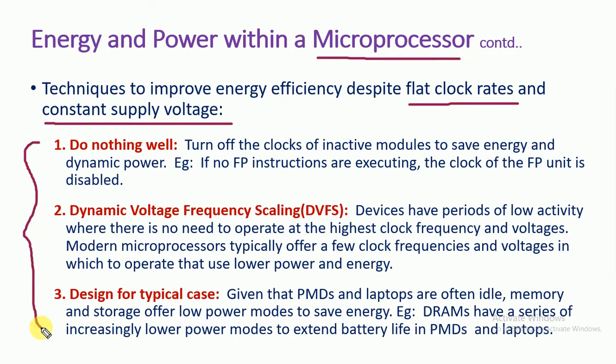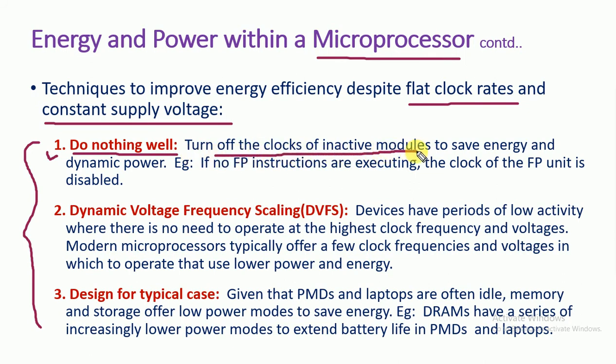Three methods are given in this slide, and the last one is given in the next slide. So the first point is "do nothing well", which means we don't need to do anything extra. What it can do is turn off all the clocks of the inactive modules.